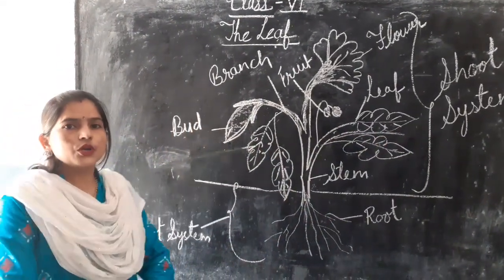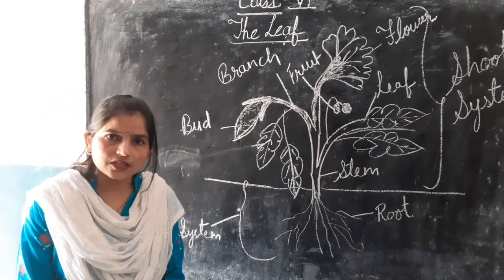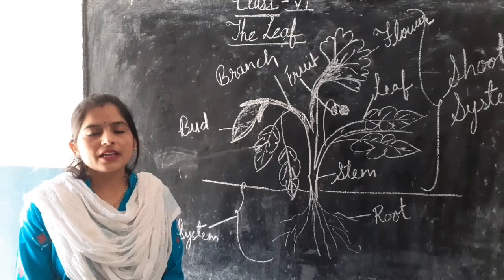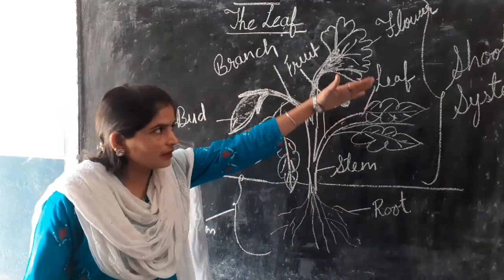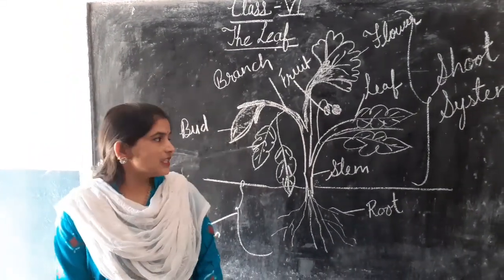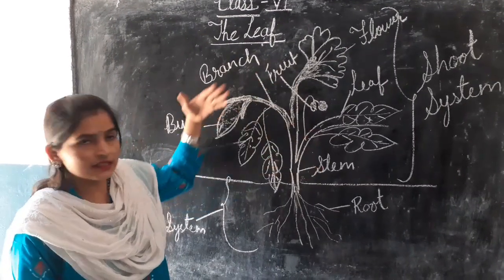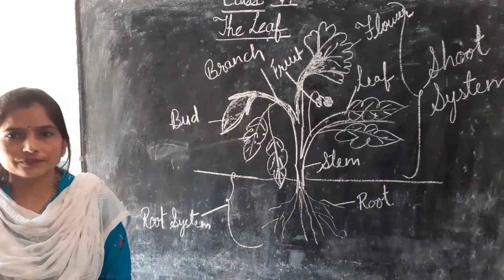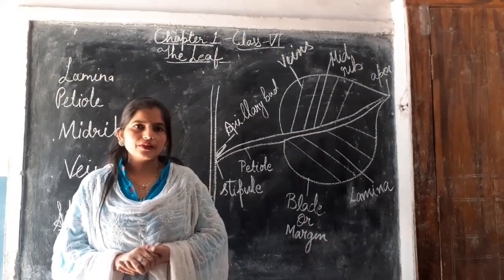Root system. Root system is the underground part of a plant, and the shoot system is the part which is above the ground. And the shoot system contains all the other parts of a plant, like this. I told you already. Now children, I am going to explain you the leaf.